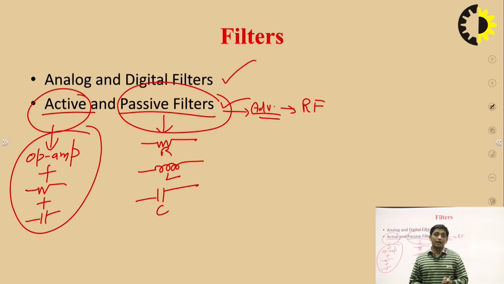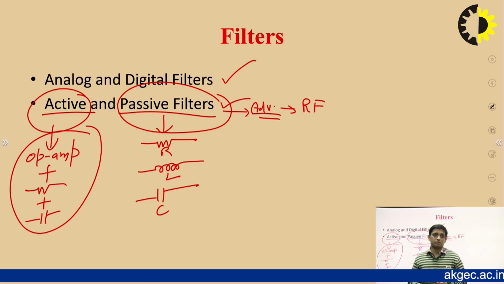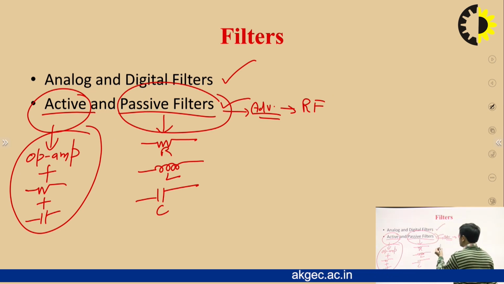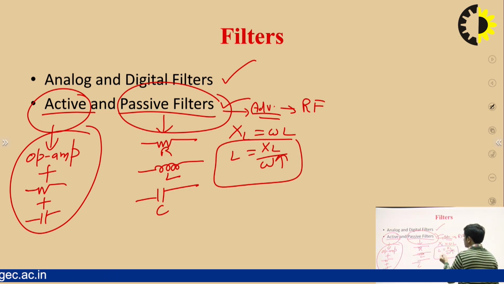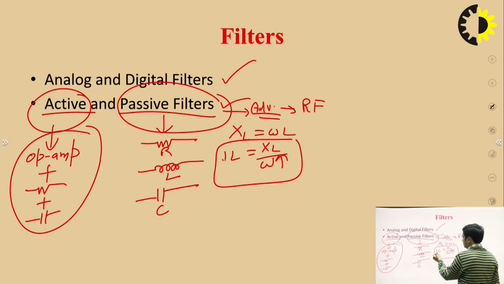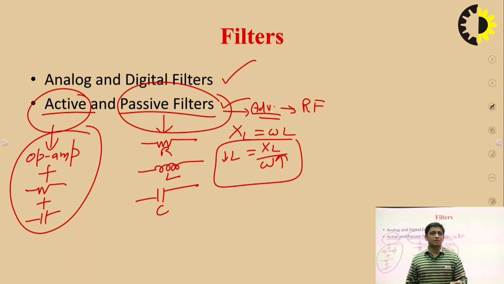The reason is that at low frequency, the size of the inductor becomes very large. The impedance of the inductor is XL, that is omega into L, so L is equal to XL by omega. For high frequency applications, the size of the inductor will be small, but for low frequency, the size of the inductor will be large. That's why we normally don't use passive filters for low frequency applications. The main advantage of passive filters is that they can be used for high frequency, that is radio frequency, applications.